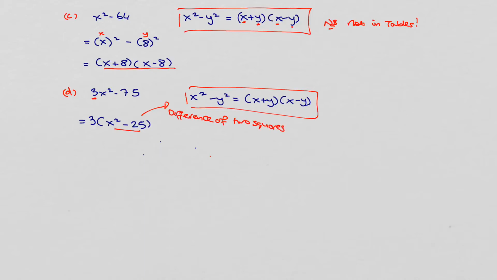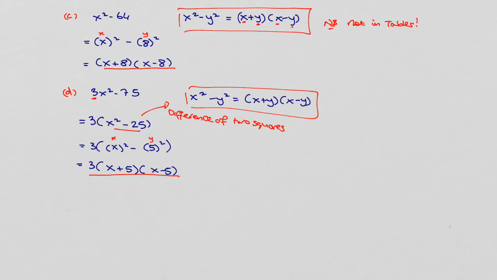So in other words, what we have is 3 times something squared minus something squared. And of course, x squared will give us x squared, and 5 squared will give us 25. So that will be our x in the formula, and 5 will be our y in the formula. So that gives us x plus y times x minus y, or x minus y times x plus y. It doesn't matter which way we say it, because of course, in multiplication the order doesn't matter. So therefore our answer fully factorized is 3 times x plus 5 by x minus 5.